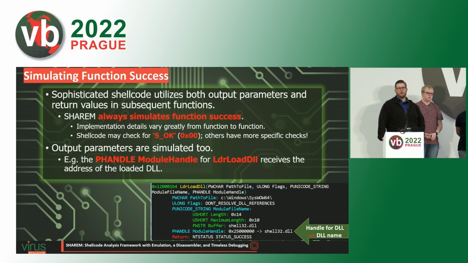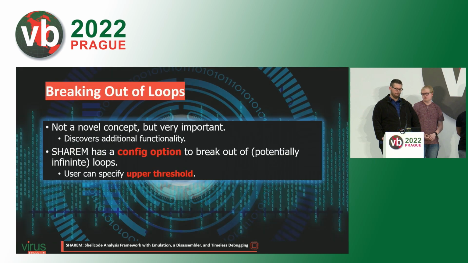And also output parameters. So Windows will also utilize output parameters as well. So LdrLoadDll will typically receive the address of the loaded DLL. And you can see that displayed there. We have the handle there, and we've actually converted the handle to shell32. So instead of a hex value, we see the actual DLL that it's supposed to represent.